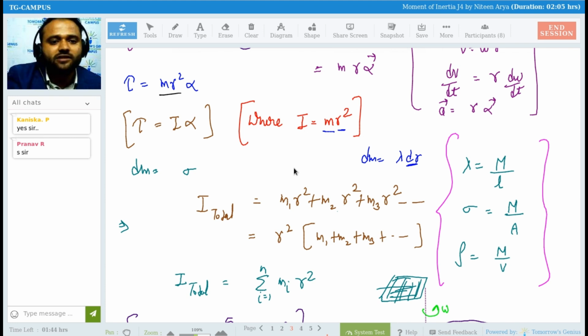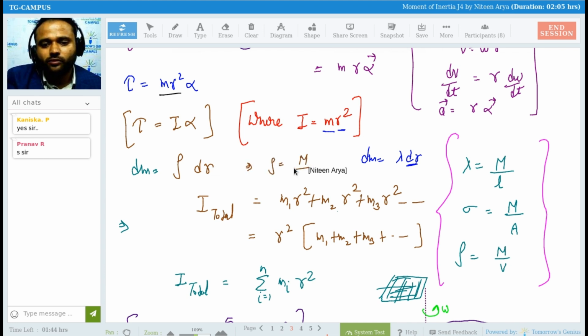Similarly, if it is 3-dimensional, for a 3-dimensional thing I can write this dr, but this is mass per unit area, and for the area I can put 4 pi r square dr. And, wait a minute.